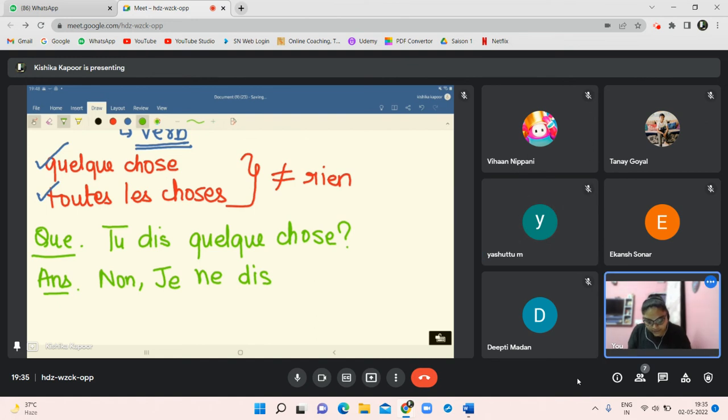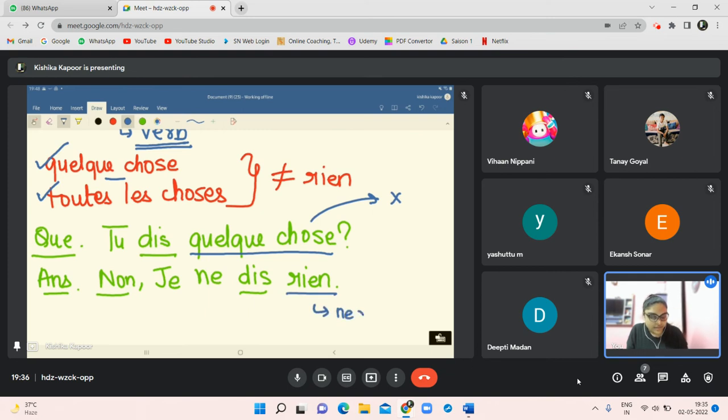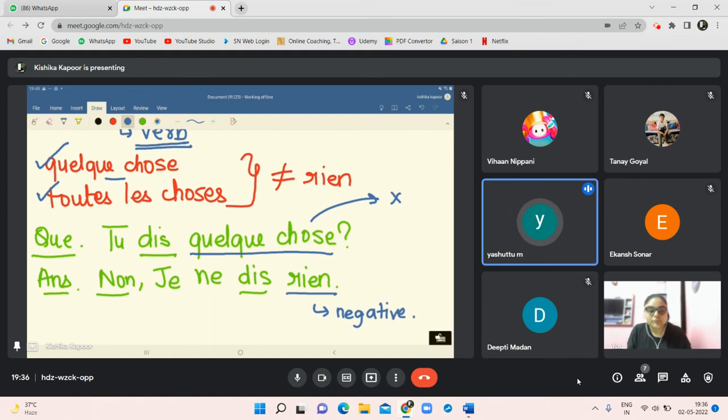Okay, so we are going to write non. After that, je ne, because dis is the verb, je ne dis, and then you will write rien. So basically your affirmative expression quelque chose will be completely removed from the answer and replaced by the negative expression. Non, je ne dis rien. You will never reply oui because it's a negation.